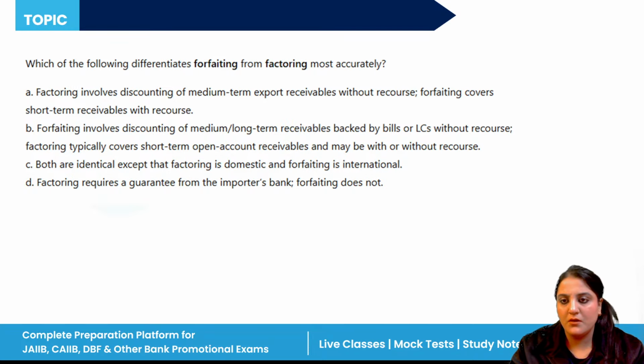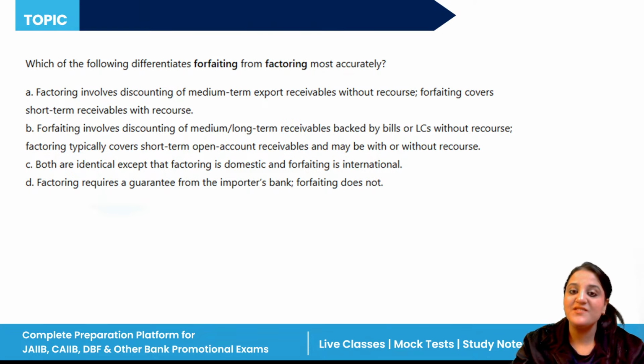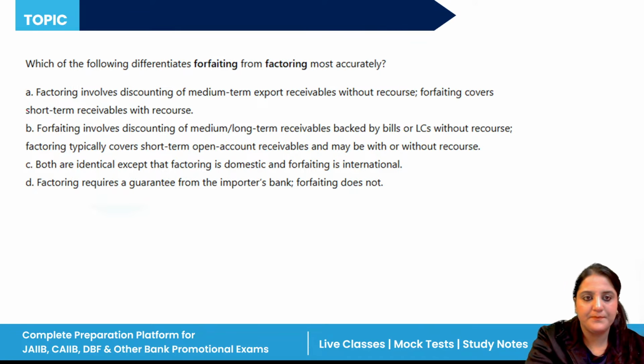I think option B is correct. So we can say basically for factoring, the duration should be short term, and for forfeiting, it is basically medium to long term. And security, if we talk about security, factorings are generally open account, and forfeiting are backed up by the accepted bills or any type of LC. Forfeiting is one time, and factoring is ongoing and often short term. So we can say here option B is correct.